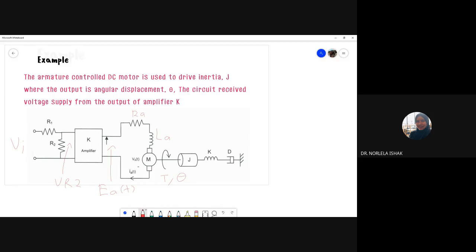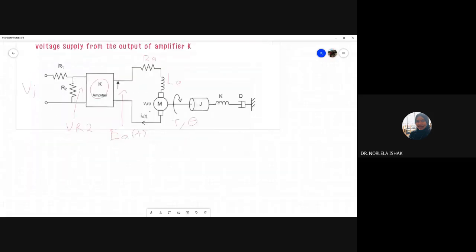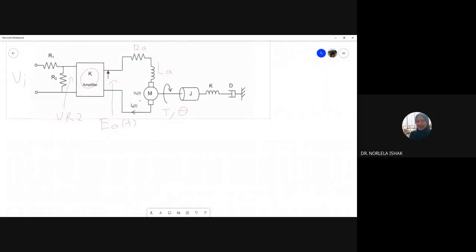Okay, so maksudnya EA is the output from where? EA is the output from amplifier. Okay. So input kepada what? Input to the amplifier. What is the input to the amplifier? VR2. Yes, good. VR2. So meaning from there, let's say we derive the first system.